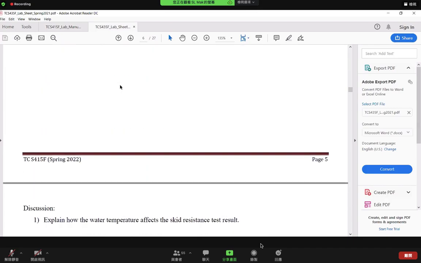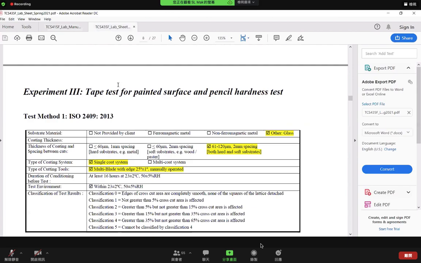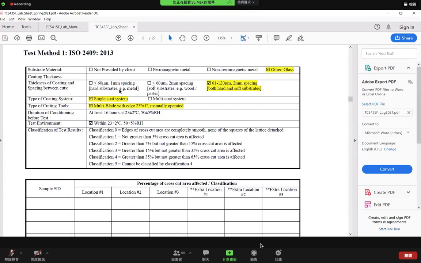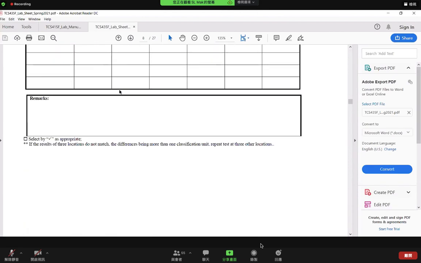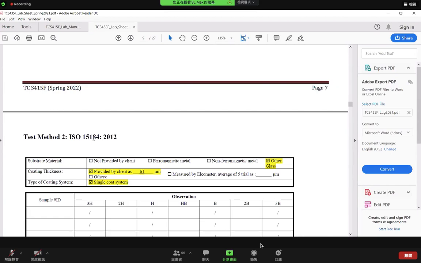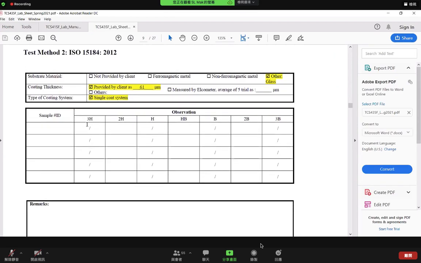Okay, let me show the worksheet. That is the data sheet to record the test data obtained from ISO 2409 and the other one, ISO 15184 pencil hardness. You will use the 3H to 3B pencil to check the pencil hardness. Just write down whether it can be removed. And you should also check what is the material of the test specimen. Is it made of metal or other? I already mentioned it is glass.